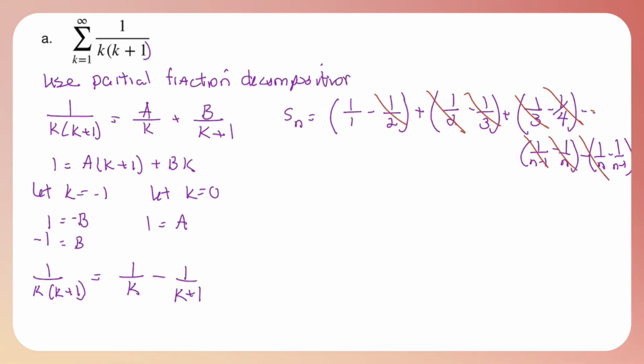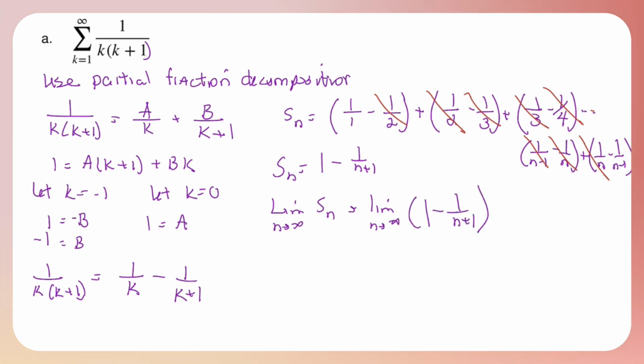And all I'm left with is my two outside values, 1 minus 1 over n plus 1. So that's actually what my nth sum would be for this series. Isn't that cool? Okay, so let's see if we can get the limit as n goes to infinity of S of n. Well, that would be the same as the limit as n goes to infinity of 1, which is 1, minus the limit as n goes to infinity of 1 over n plus 1, which is 0. So that limit goes to 0, so I know this series converges to a sum of 1.